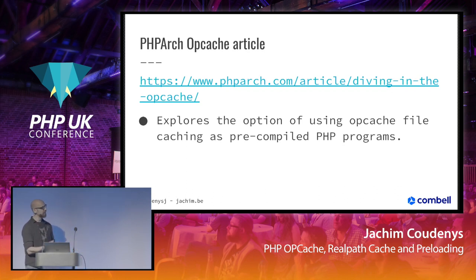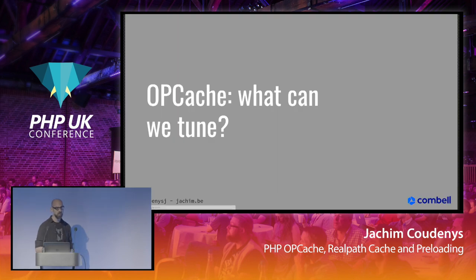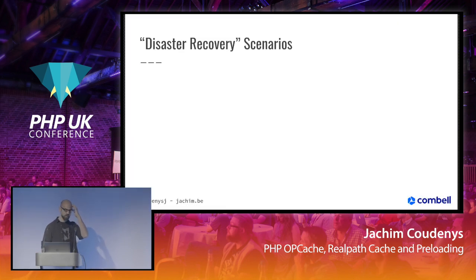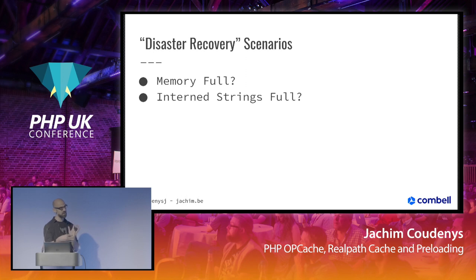So now that we know what OPCache is and what all the possibilities are, what can we tune? Like I said before, we have some disaster recovery scenarios. Is your memory full? Is the interned strings part full? Is the key store full? You just have to check all those scenarios by getting the status from the real FPM processes, and then fine-tune everything that you see. You want to double the memory. You want to give it more. You want to give it some more interned strings space.